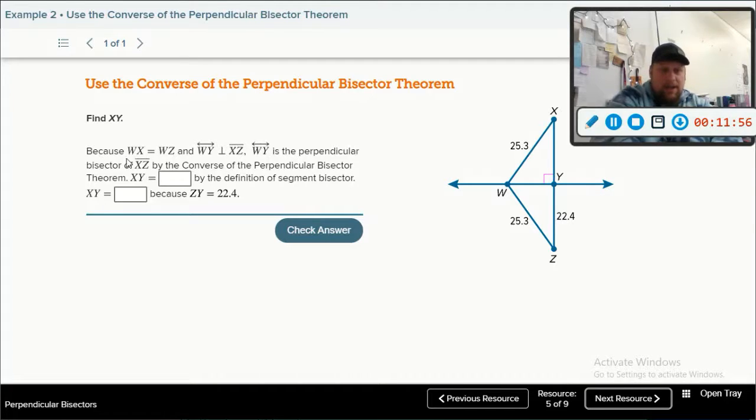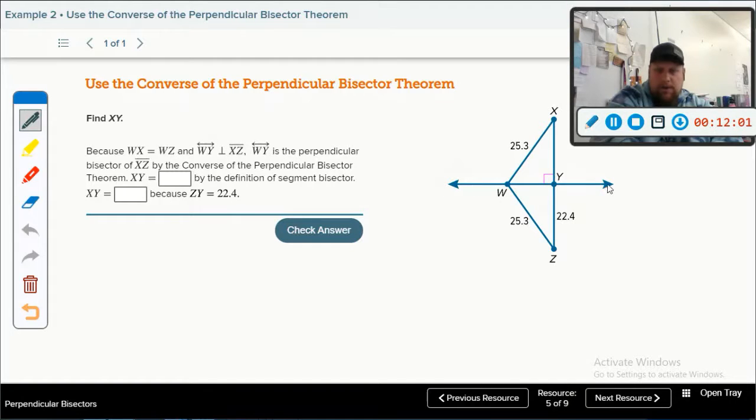All right, let's look at this. Now I'm going to get my writing utensils out so I can mark this up. You're going to want to draw this in your notes. And after you draw it in your notes, let's mark up. Because WX equals WZ. We know that WX equals WZ. Boom. When we see that, it's 25.3 equals 25.3. And line WY is perpendicular to line XZ. So WY is perpendicular to XZ, which we see because we have the 90-degree angle. That perpendicular just means 90 degrees.